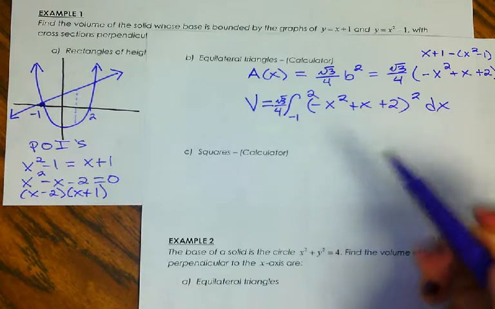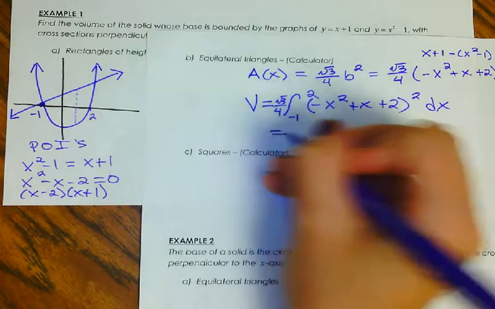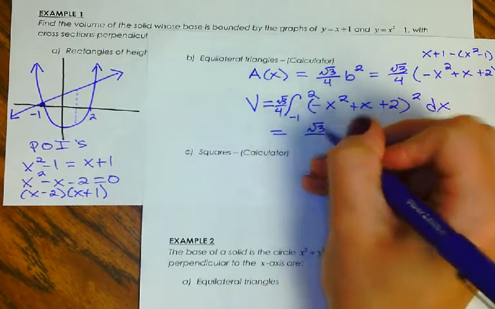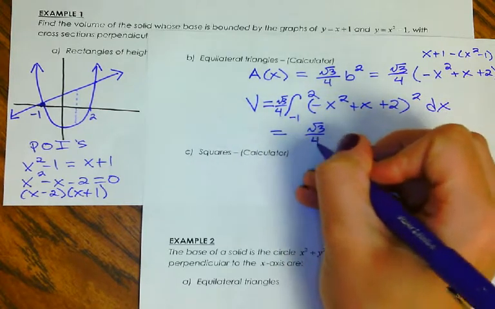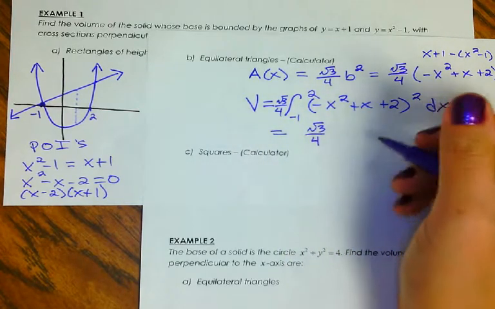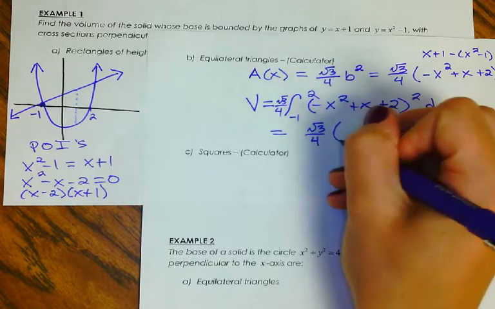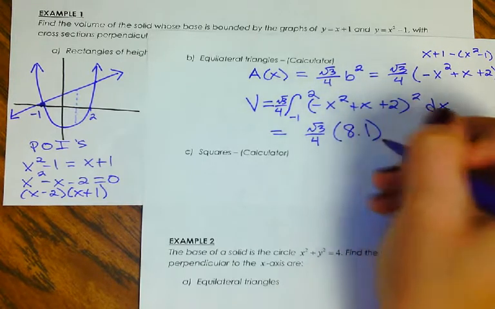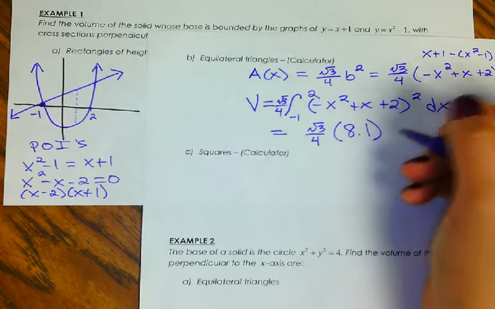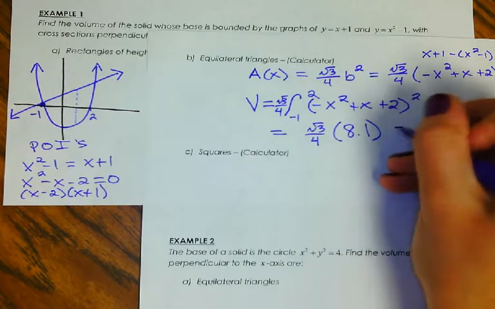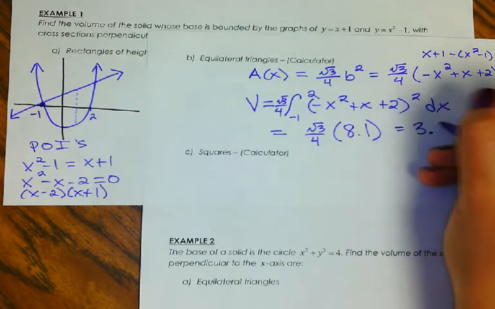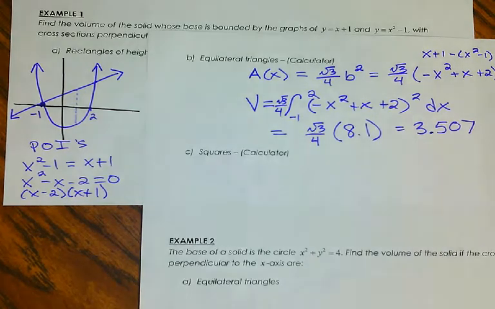So you would use Math 9 on your calculator. Just be very cautious if you use Math 9. You still have that radical 3 over 4 out front. So you've got radical 3 over 4, and then when you use Math 9, my calculator got 8.1. And then don't forget to multiply that. So I got something to the effect of 3.507. And again, we round to 3 decimals because that's the AP rounding standard. Okay?